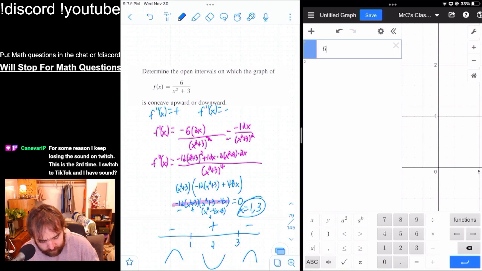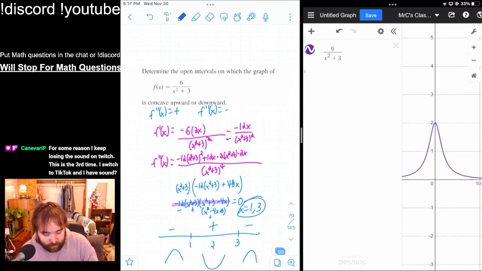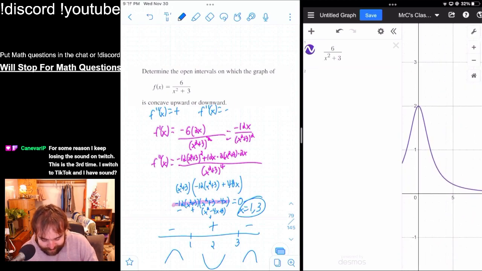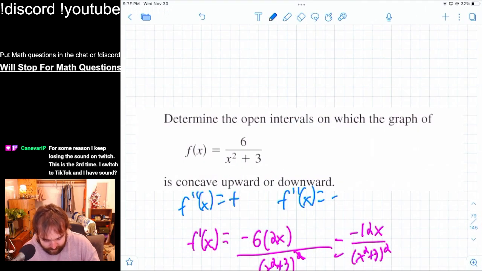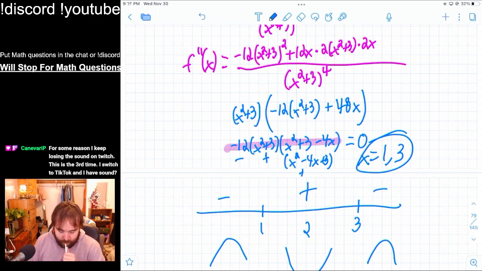So this graph, 6 over x squared plus 3. So no vertical asymptotes. That makes sense. Okay, so all of that is wrong, right? Maybe not. Wait. It's definitely not switching from 1 to 3. How did I mess this up so hard? Oh my goodness. Did I make an algebra mistake somewhere?